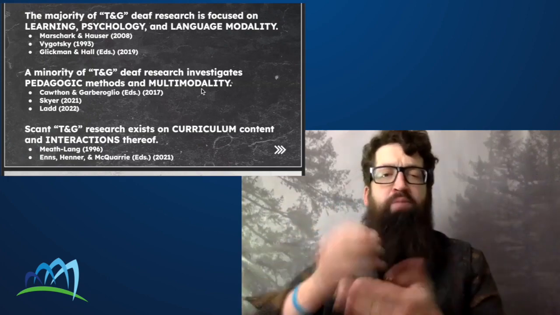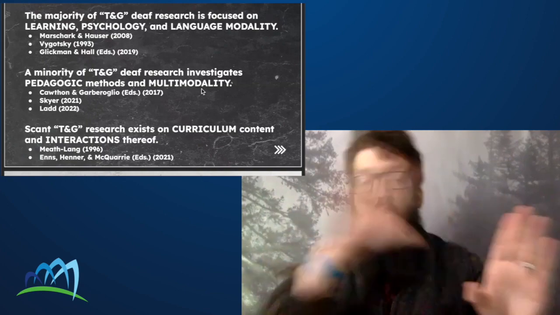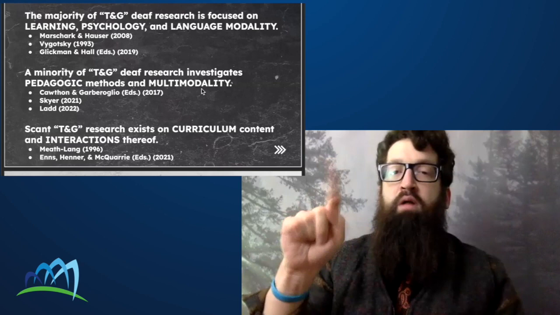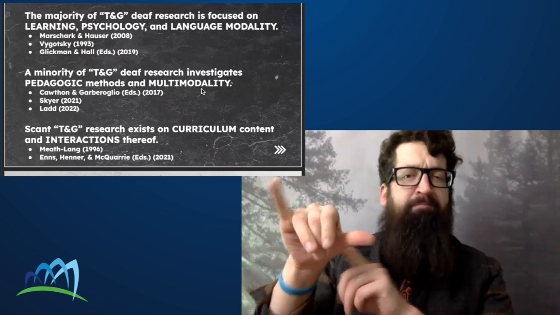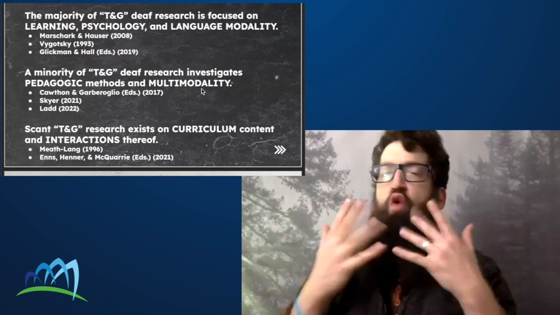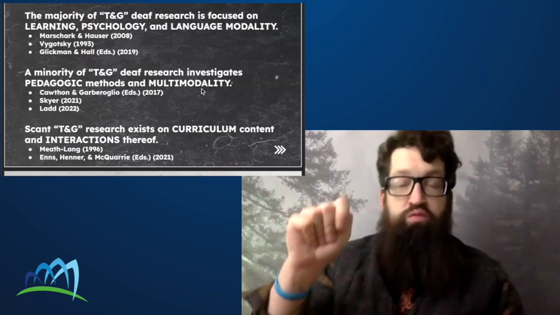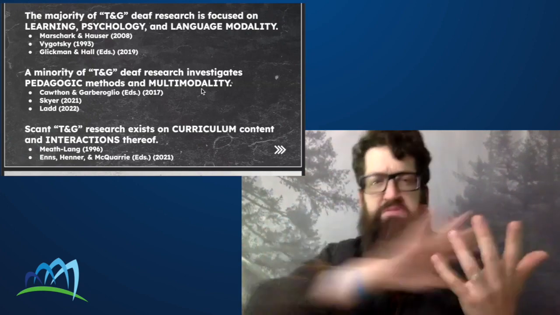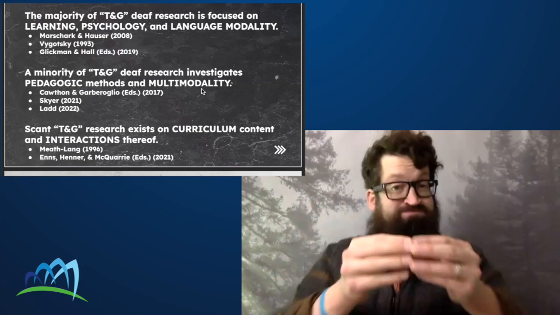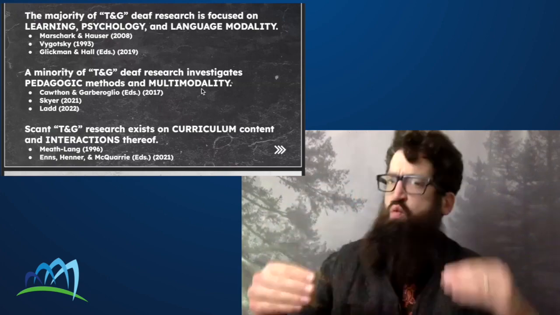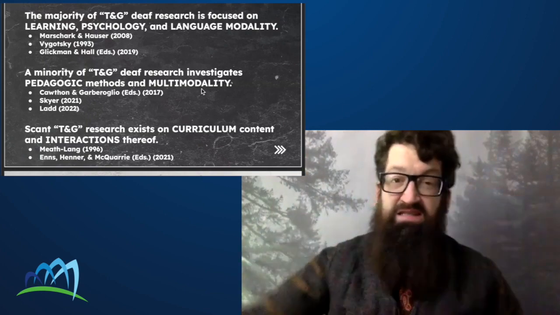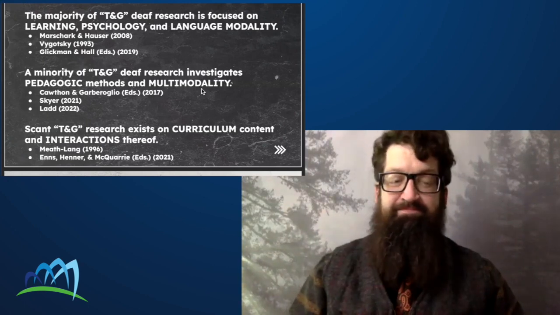Now, the next one states that a minority of transferability and generalization deaf research investigates pedagogic methods linked with multimodality. That is how we exchange information using many different modalities: colors, lines, shapes, images, words, signs. All of these are considered multimodality. And so the T and G research is vast and growing, and it is critical. We need to have further pedagogic research, but there's not very much available in curriculum studies. There just isn't.